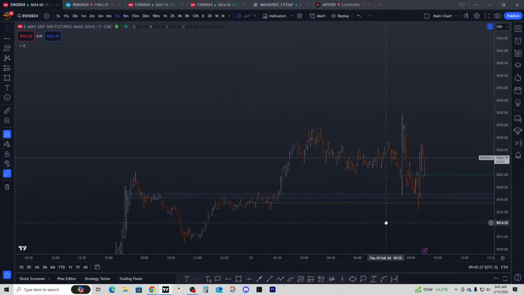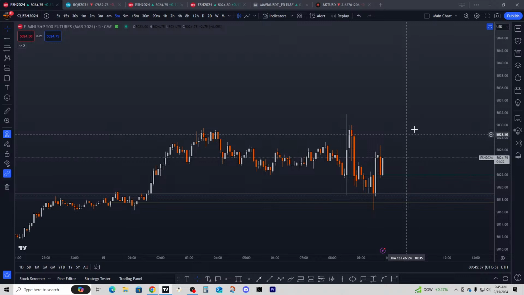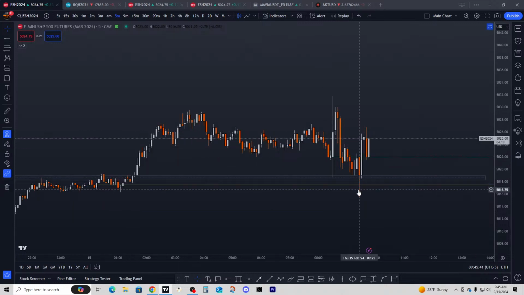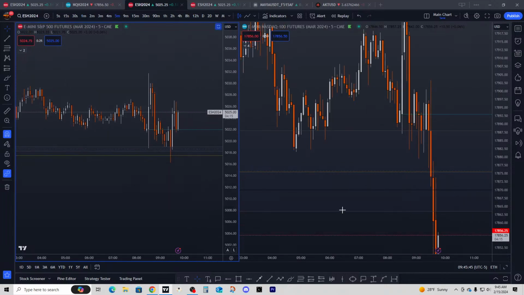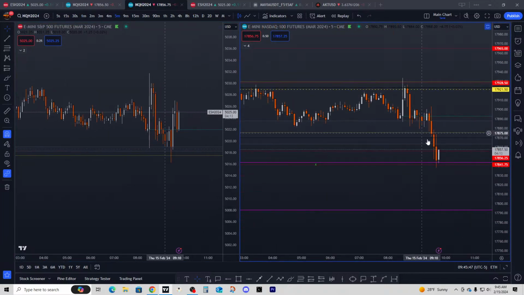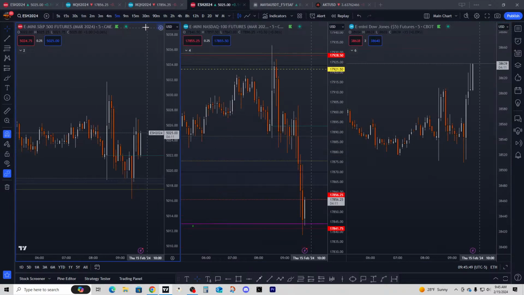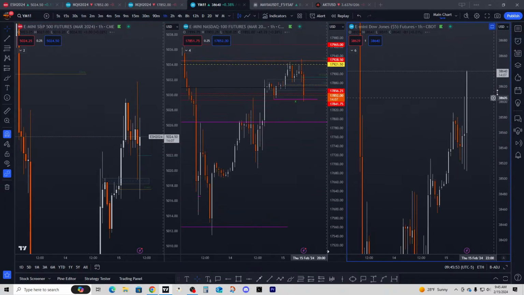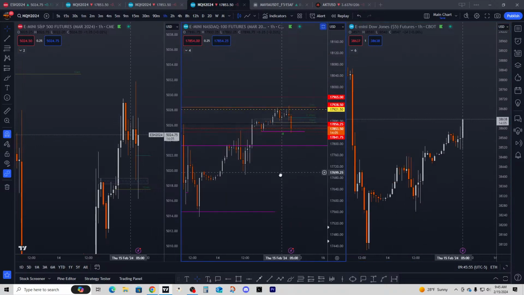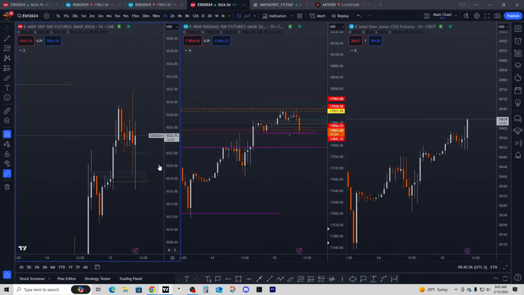So if we go over to ES here, we took out the swing low, okay? And now, if you look at this, we got SMT, big time. So lower low, higher low. Same thing over here. Got the higher low. We're really starting to rip up and above here.